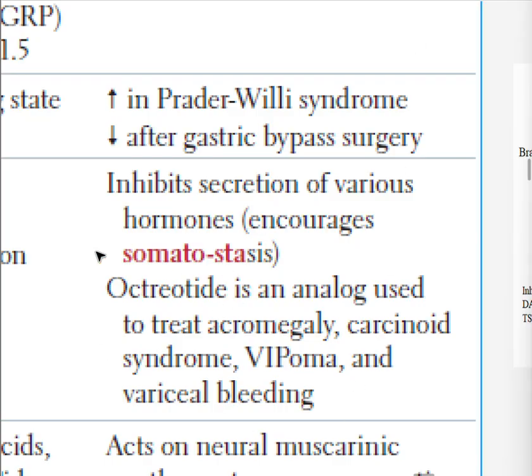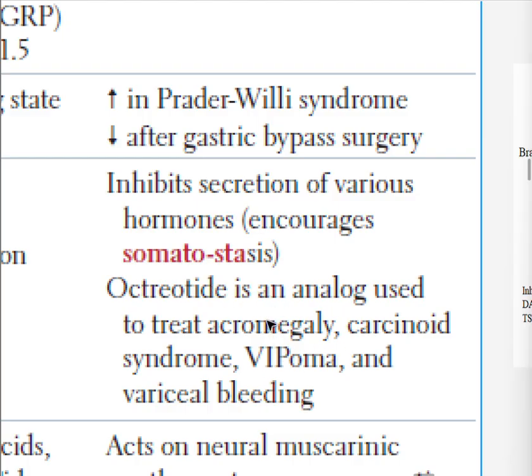As I mentioned before, octreotide is a synthetic analog of somatostatin. Somatostatin normally inhibits secretion of many hormones. Octreotide mimics that effect and lasts much longer in the body. Now, the key principle to remember here is that octreotide suppresses hormone secretion from a lot of endocrine tumors.